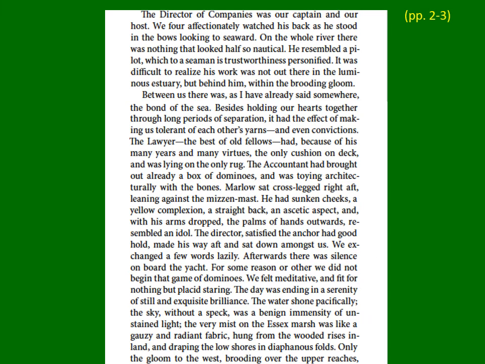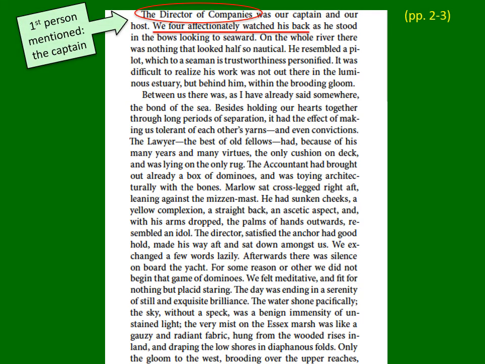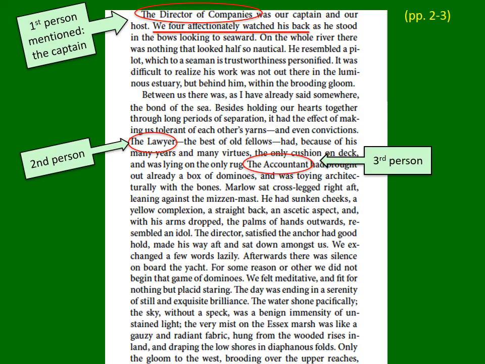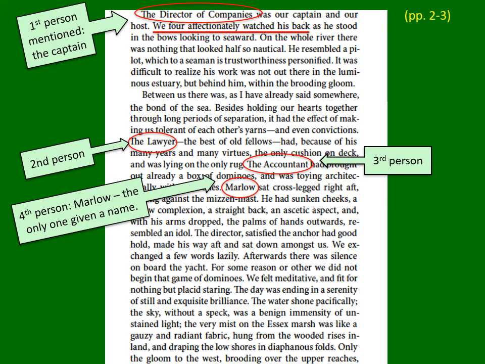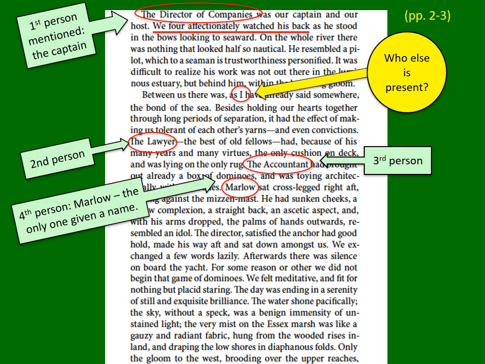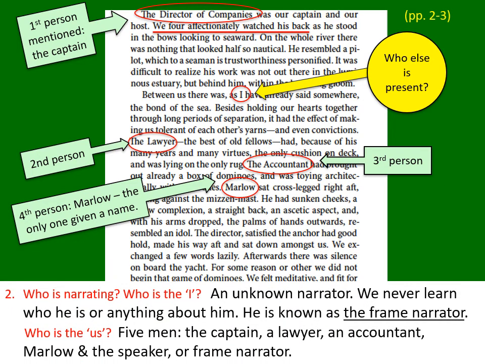And so on. The next set of annotations points out who the people are on the ship, and Marlow being the only one given a name. It also asks students to pay attention to, again, the narrative voice. There's an "I," and then it answers the questions about who the narrator is and who is present here.